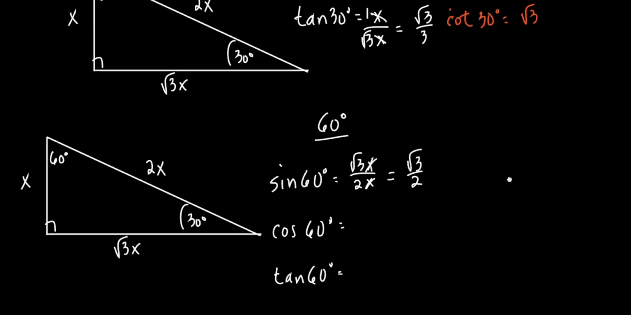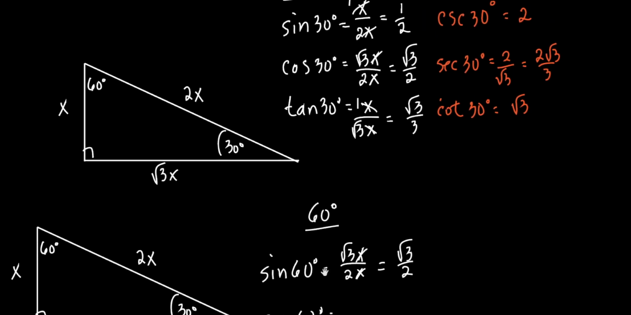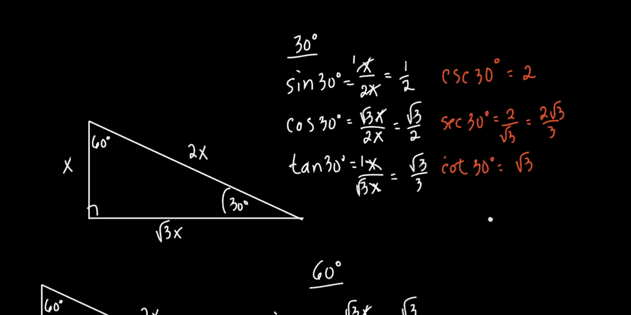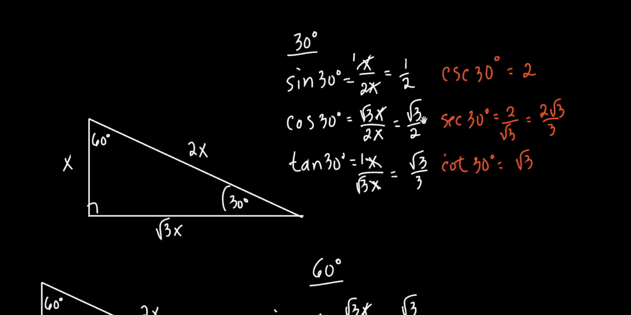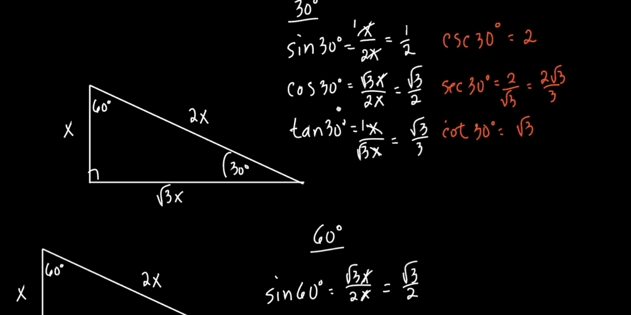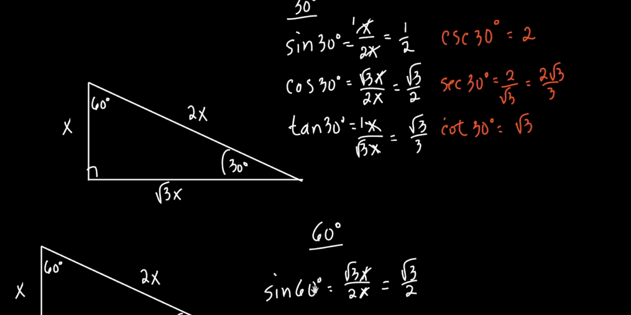I want to show you something now. This is why I wanted to keep this up there. Look, the sine of 60 is the square root of 3 over 2. Do you see any other square root of 3 over 2? Yeah, look at it. It's the what? It's the cosine of 30. So the sine of 60 is the same thing as the cosine of 30. So what's the relationship between the 60 and the 30?